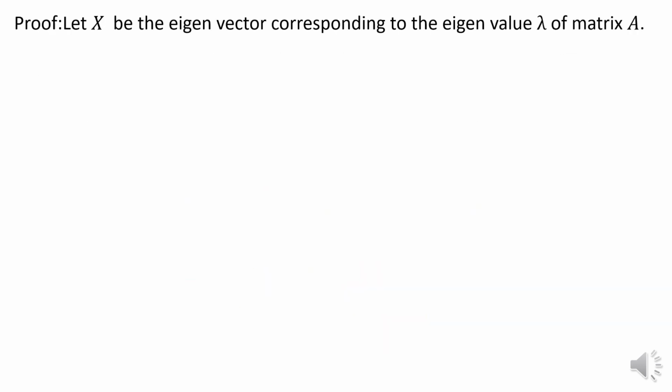The proof is like this. Let x be the eigenvector corresponding to the eigenvalue lambda of some matrix A. You take one eigenvector x corresponding to some eigenvalue lambda. So now we have this equation. Whenever you come across the word eigenvector, you should remember this: Ax is equal to lambda x, where x is a non-zero column vector. All of you should remember this equation.